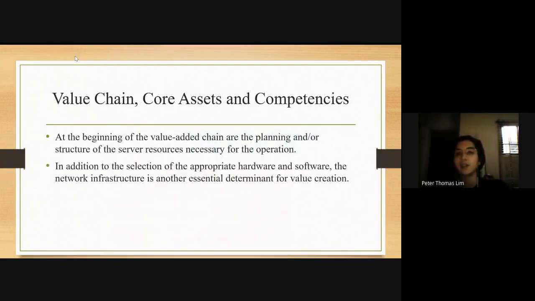At the beginning of the value added chain are the planning and construction of the server resources necessary for the operation. In addition to the selection of the appropriate hardware and software, the network infrastructure is another essential determinant for value creation, in order to be able to provide the customer with reliable access to the internet or the corresponding applications and platforms.